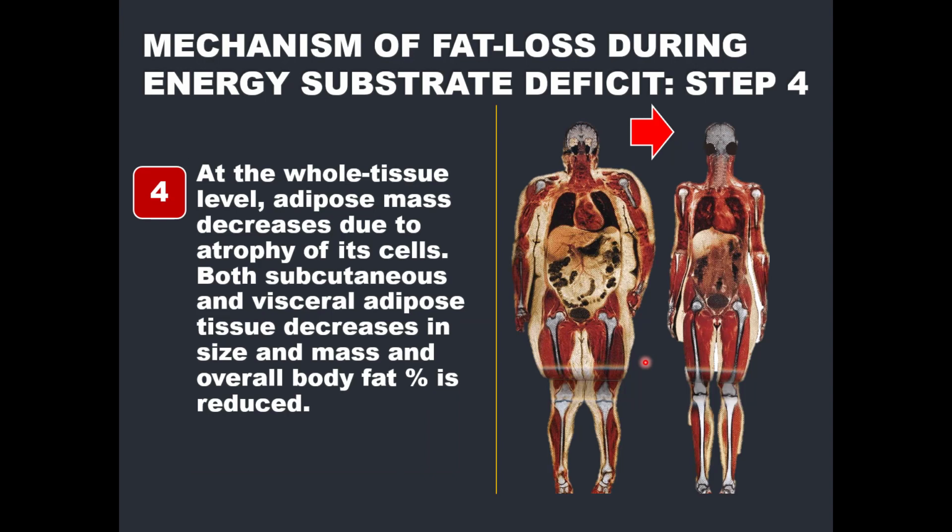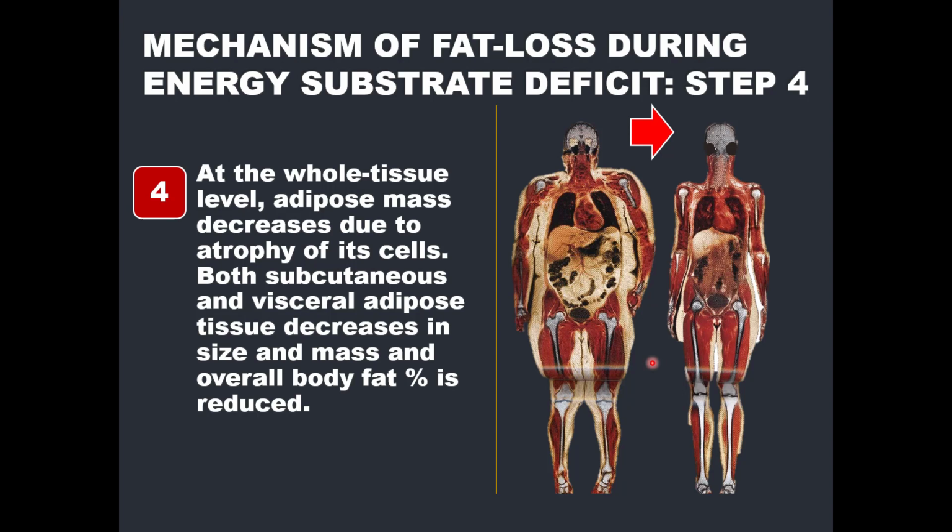And over time, when there is significant atrophy of adipose cells, so when enough adipose cells undergo significant reduction in size and mass, you will have changes that are observed at the adipose tissue level and eventually the whole body level, as you see in this scan right here. And this can be measured through a variety of body composition assessments that are available.